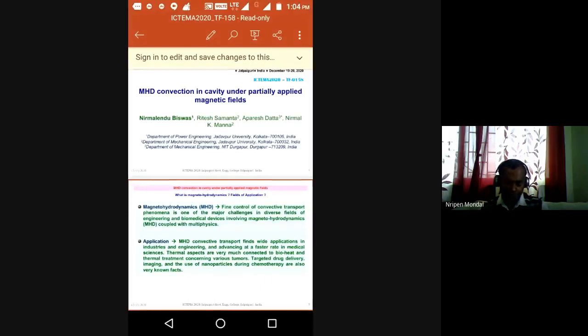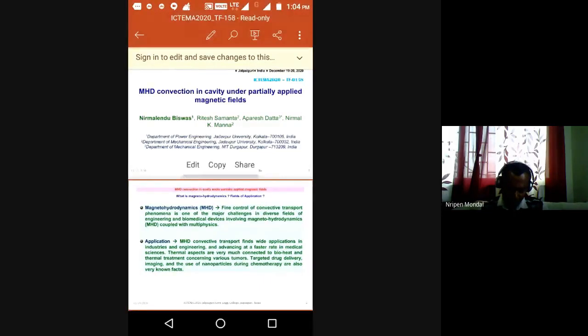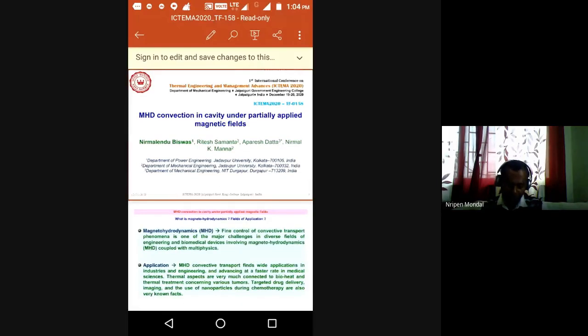Okay, Nirmalendu, I have one question. Hello. Yes. This is your own CFD code generated result. Have you any validation of this result, experimental or any other existing method?